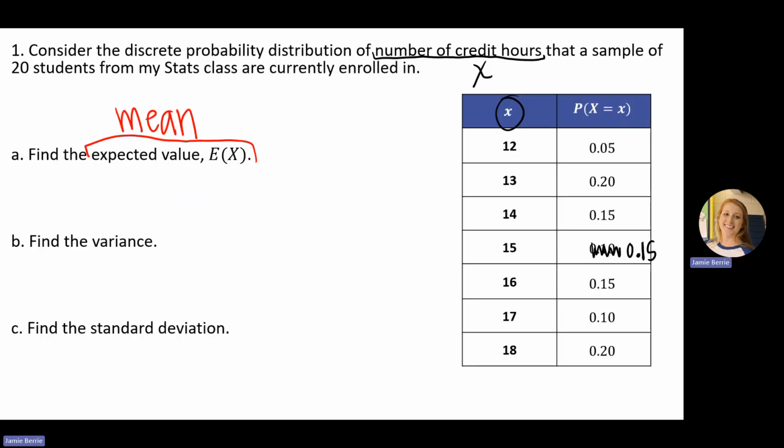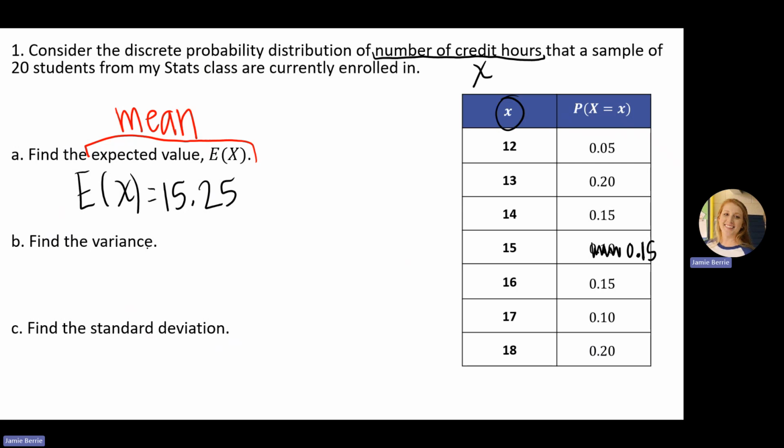All right, so 15.25. Expected value of x is 15.25. Now, what does that mean? This is credit hours, so we're expecting that on average, students are taking about 15 credit hours. So if we were to round that to the nearest whole number to make it make sense for this variable, students are taking about 15 credit hours.